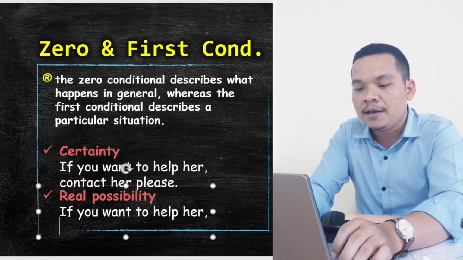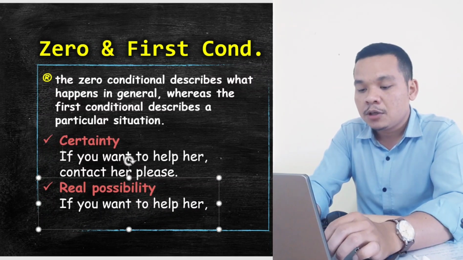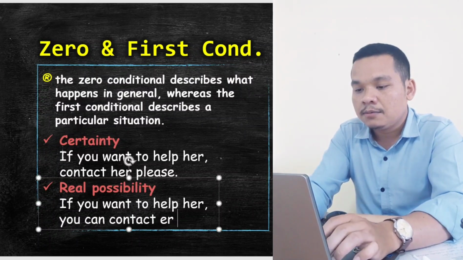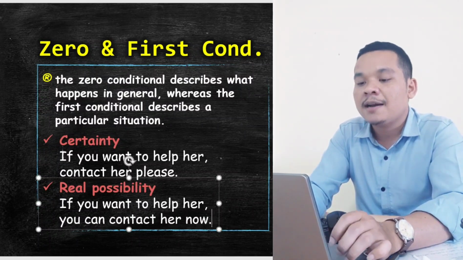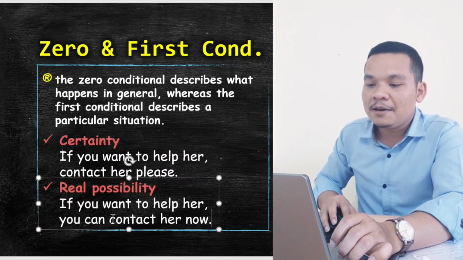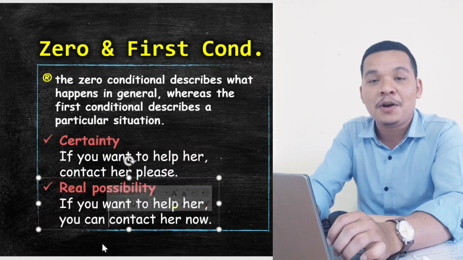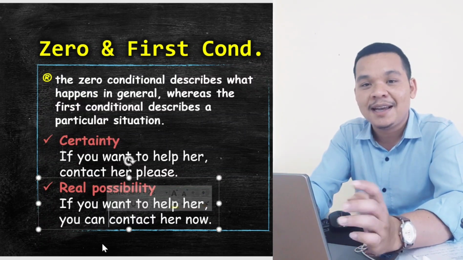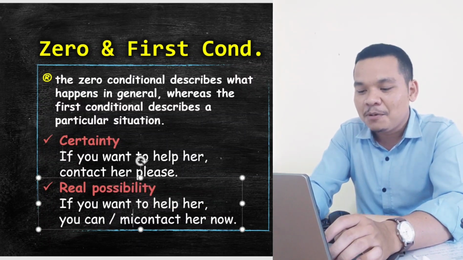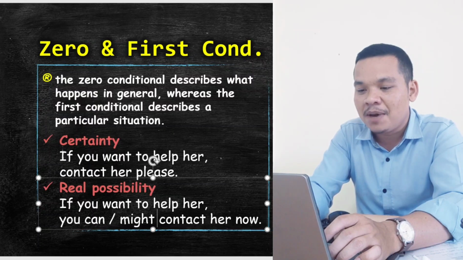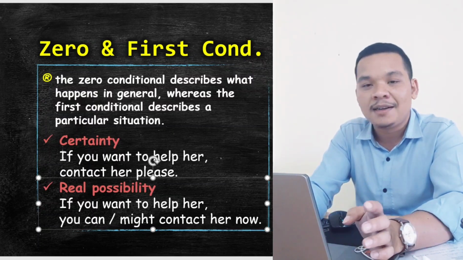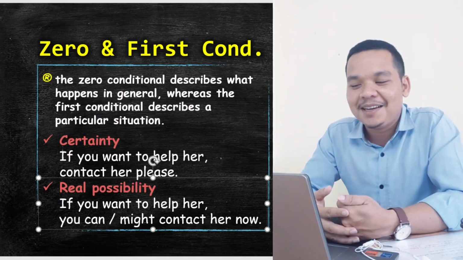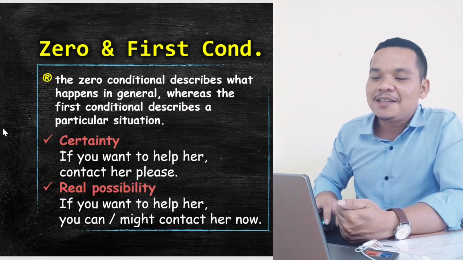If you want to help her, okay, I can say: if you want to help her, you can contact her now. Okay, so we use the modal auxiliary verb can to express your ability. You can contact her to help her. And I can use another modal auxiliary verb, might. Might contact her, okay, like possibility. All right, you get it.